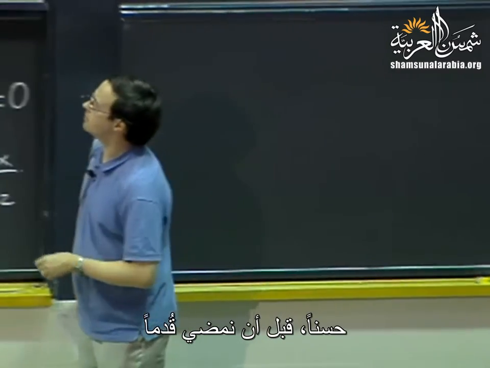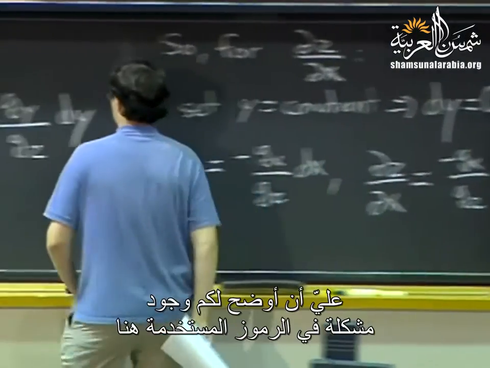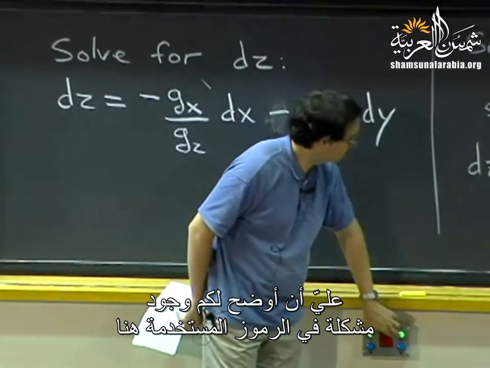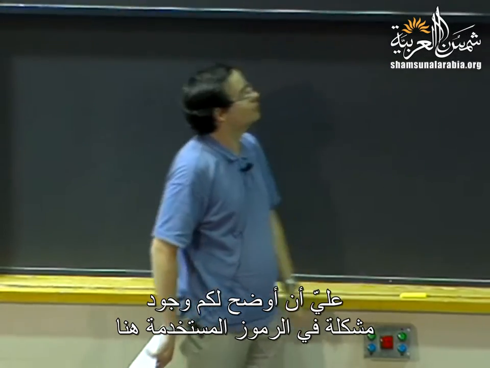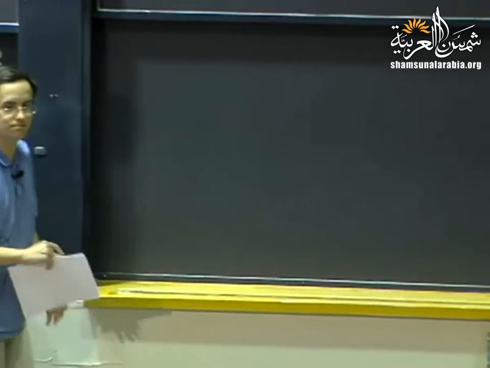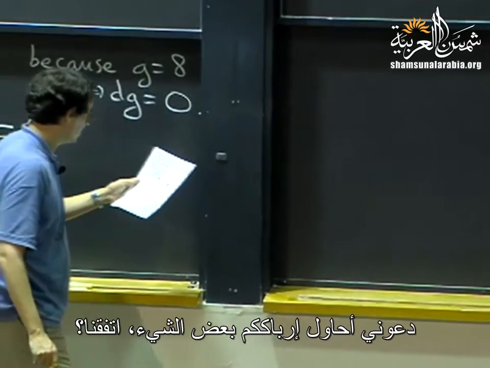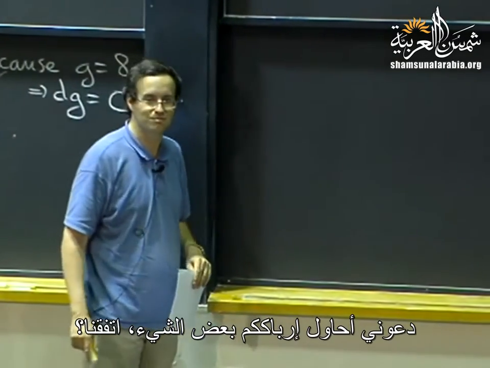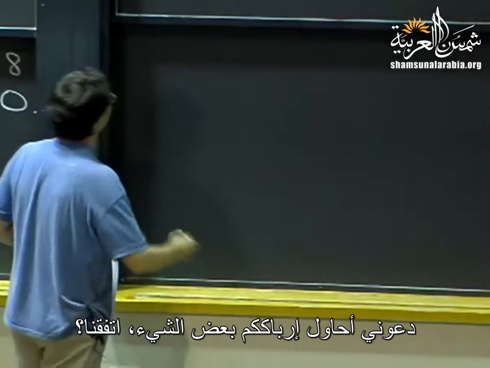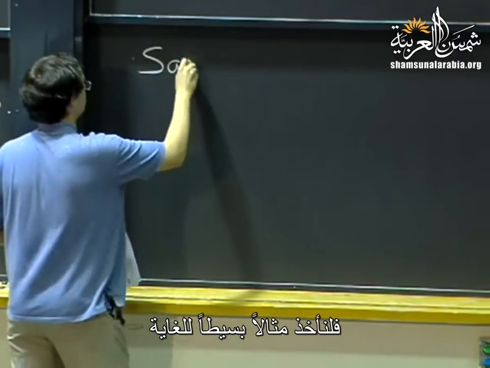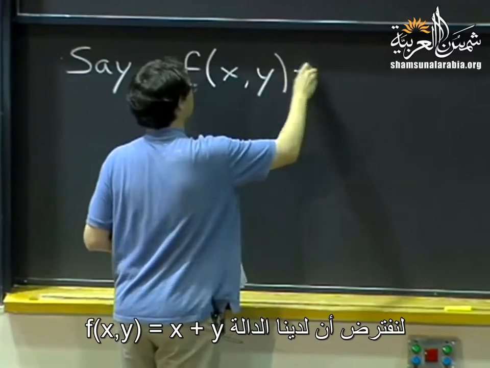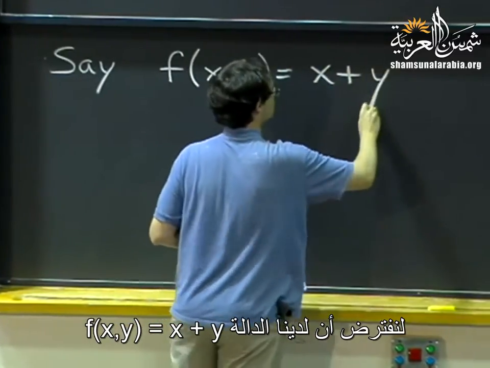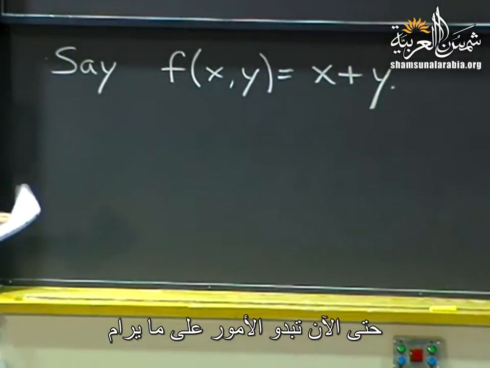So before we proceed further, I should probably expose some problem with the notations that we have so far. So let me try to get you a bit confused. Okay? So let's take a very simple example. Let's say I have a function f of x, y equals x plus y. Okay? So far, it doesn't sound very confusing.